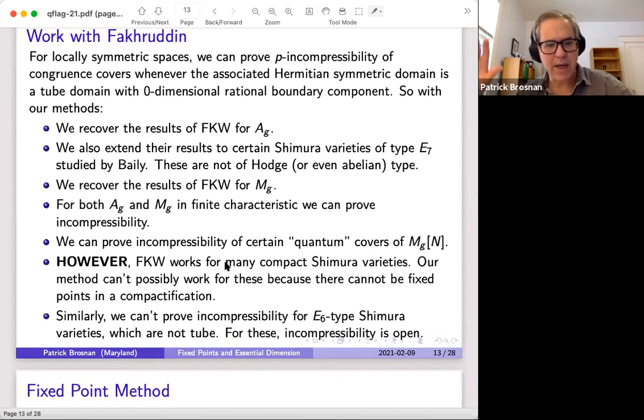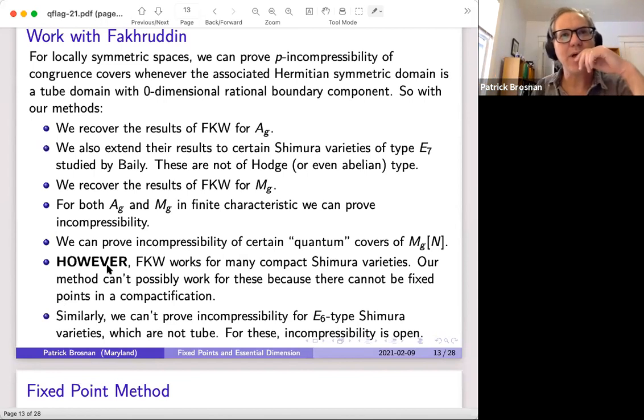However, and this is the big however, like I should underline that, that's why I put it in bold. FKW works for many compact Shimura varieties, and our methods can't possibly work there because we need to go to the boundary to find fixed points. And there is no boundary, so we can't find any fixed point.